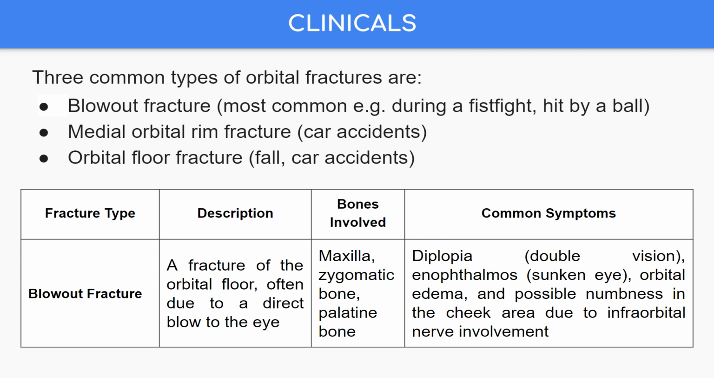This is a fracture of the orbital floor, often due to direct blow to the eye. The bones involved are the maxilla, zygomatic bone, and the palatine bone. Common symptoms include diplopia or double vision, enophthalmos or sunken eye, orbital edema, and possible numbness in the cheek area due to infraorbital nerve involvement.